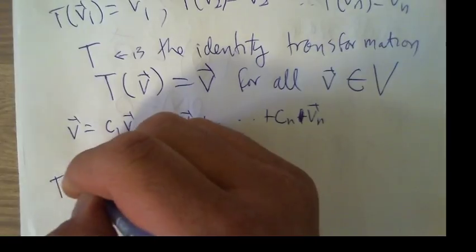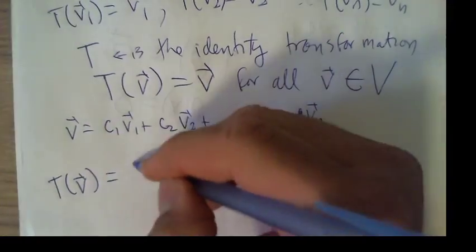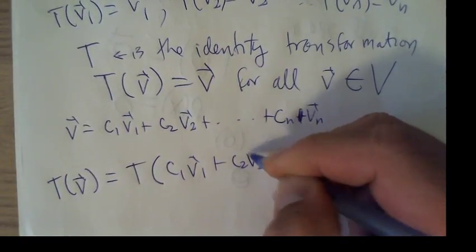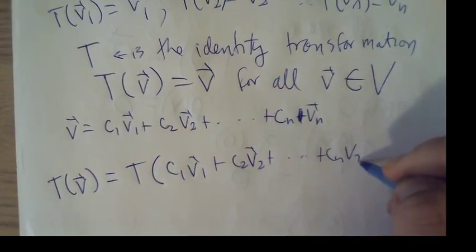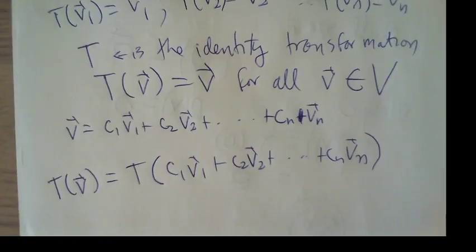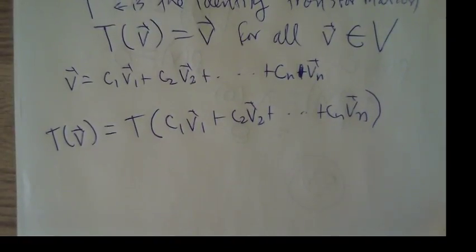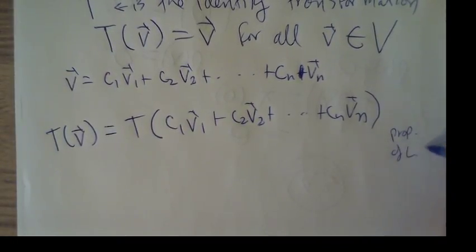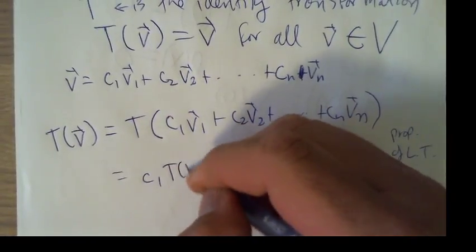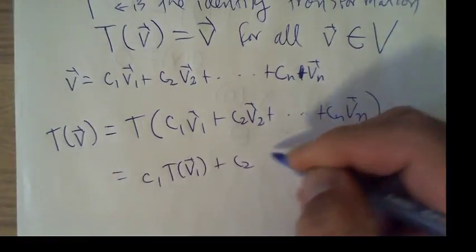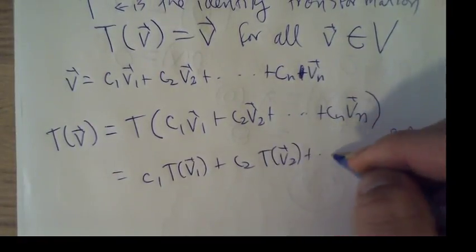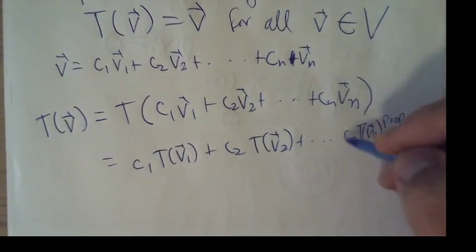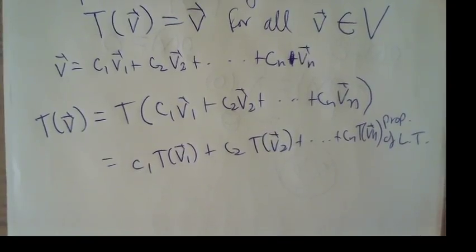We'd say, all right, take T of V, so you would write it like this, right? Substitution, and then using properties of linear transformations, you would have this. That will give you that, right? Using the properties of our linear transformations.